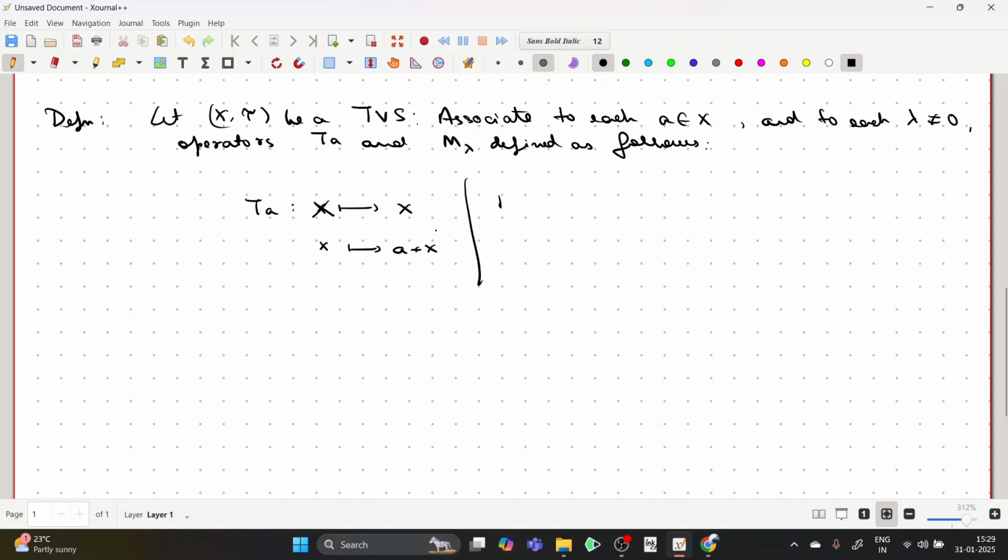And M_lambda from X to X, what does it do? It takes an element small x and maps it to lambda times small x. This is for all x in capital X. Carefully observe what we are doing here: we are choosing each vector from capital X and translating it by a. What is happening here is what we call a translation by a. And what's happening here is just a scaling by lambda.